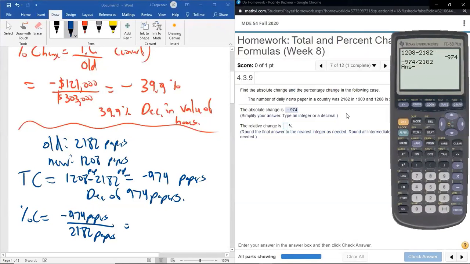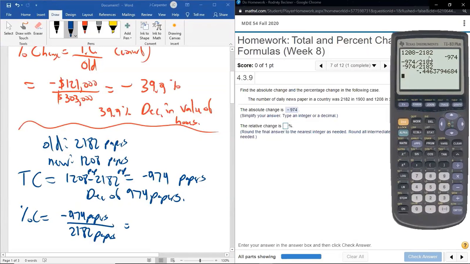I know why, because that does not actually work. I'm trying to use my mouse and my keyboard, and the negative doesn't actually work. So I got to type this, negative 974 divided by 2182. See how that negative looks just a little smaller than this one? That's because this counts as a subtraction sign. And yes, mathematically, subtraction is a negative, but calculators are weird.